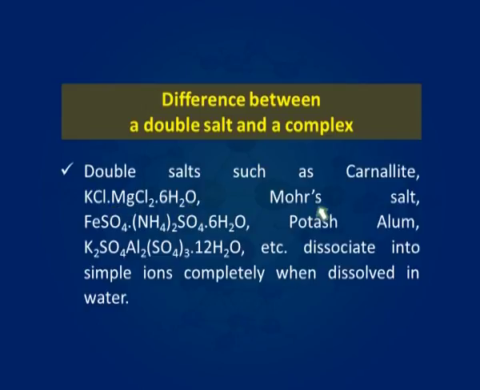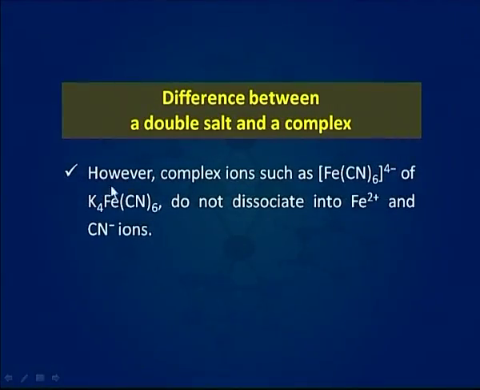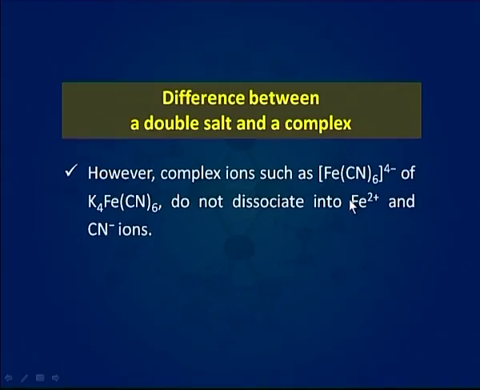or Mohr salt, ferrous sulphate, ammonium sulphate 6H2O, or we can say potash alum whose formula is potassium sulphate, aluminum sulphate 12H2O etc. dissociate into simple ions completely when dissolved in water. However, complex ions such as [Fe(CN)6]4- of K4[Fe(CN)6] do not dissociate into Fe2+ and CN- ions. Or we can say that if we dissolve K4[Fe(CN)6] in water, it will not give the test of Fe2+ and CN- ions. Now you will not get confused between coordinate compounds and double salts.